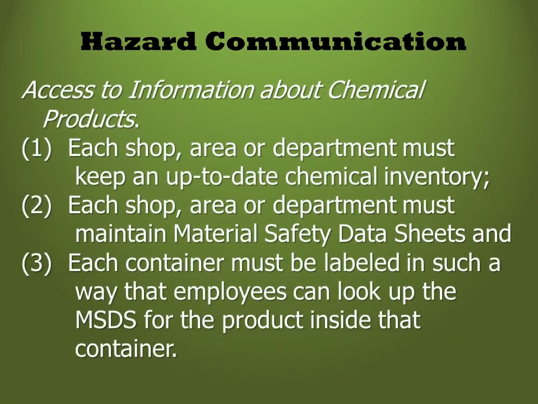Here are the rules that govern employee access to information about chemical products. 1. Each shop, area, or department must keep an up-to-date chemical inventory. 2. Each shop, area, or department must maintain material safety data sheets. And 3. Each container must be labeled in such a way that employees can look up the MSDS for the product inside that container.